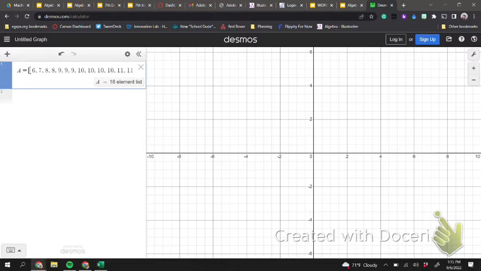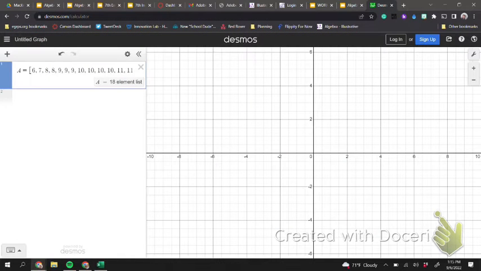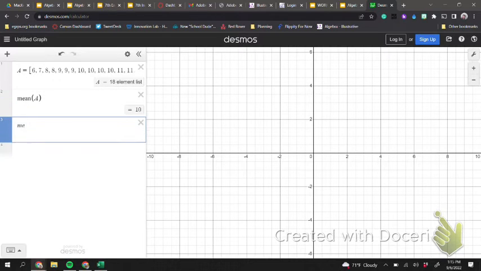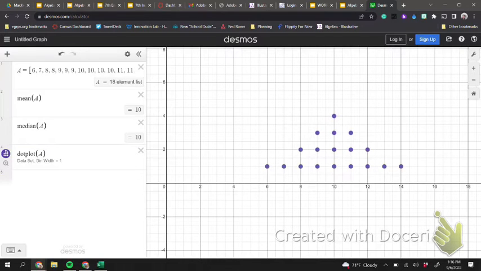So the first thing it asked was, with this set of numbers, remember I just pulled that from right here, what is the average and the median? So I'm going to type in mean. Gives me an average of 10. In my median, gives me a median of 10. It also asks for the data distribution shape. So I'm going to look at a dot plot. And that is a symmetrical bell shape. We go with that? Everybody good?